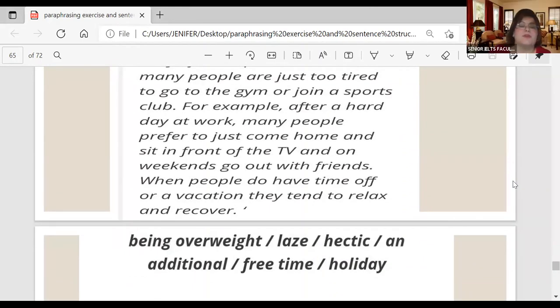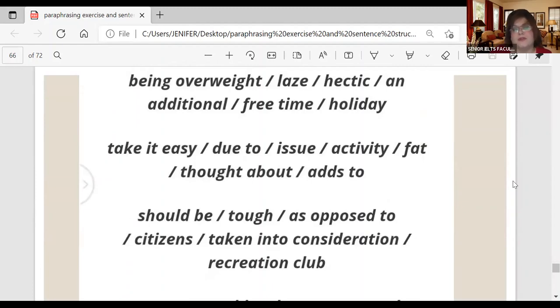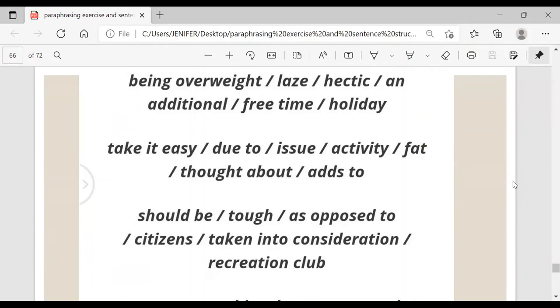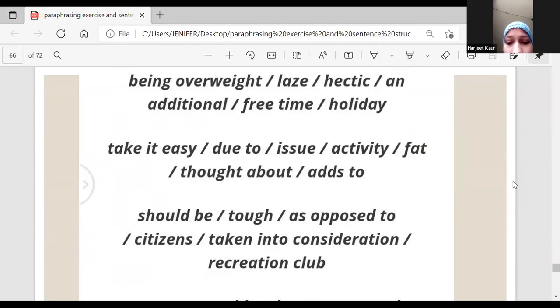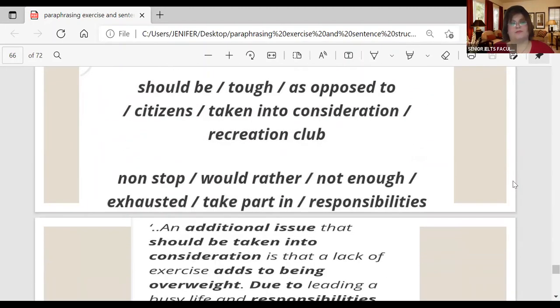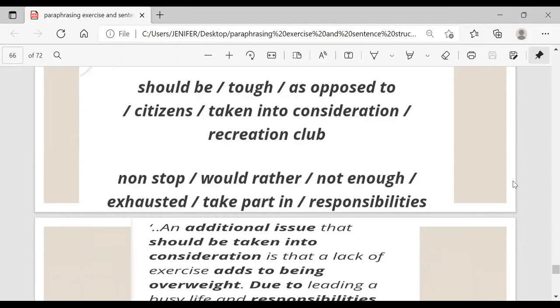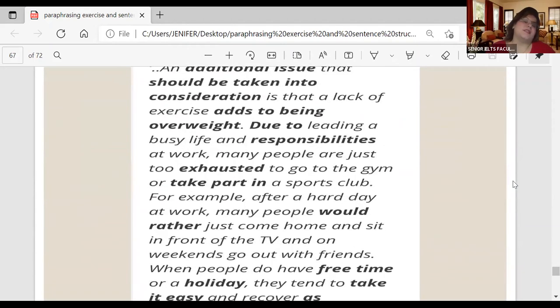Go out with friends. When people do not have time off or vacation, they tend to relax and recover. Now, your other words: being overweight, lazy, hectic, an additional, free time, holiday, take it easy, due to, issue, activity, fat, thought about, should be, tough, as opposed to, citizens, take into consideration, recreation, club. Excellent. Non-stop, would rather, not enough, exhausted, take part in, responsibilities. Now, these meanings we will be using in this paraphrasing.